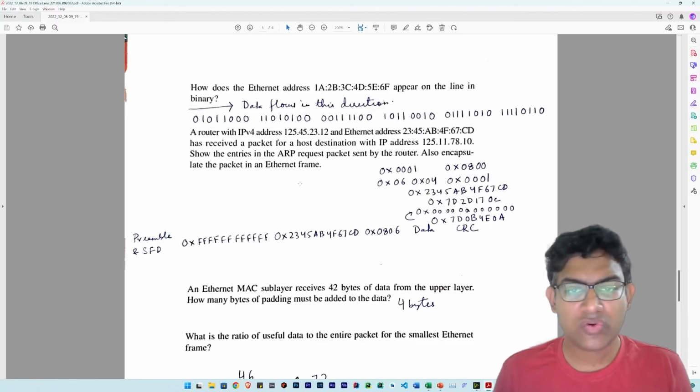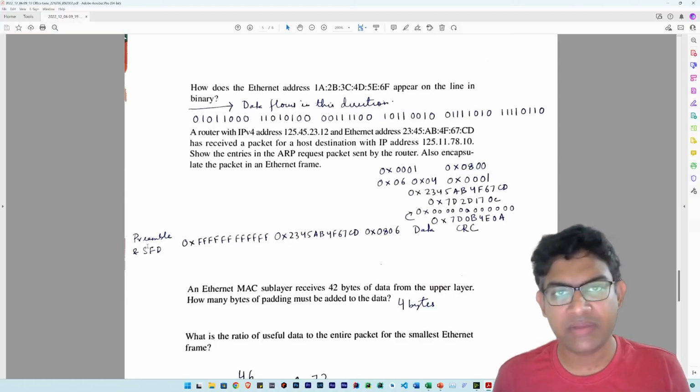So the Ethernet frame begins with a preamble and the start frame delimiter, as we all know. Then we have the destination address, and the router does not know. It just broadcasts this Ethernet frame throughout the network. So we have all Fs over here. That's a broadcast Ethernet address. Then it puts the source hardware address, which is its own address, which is 2345, and 2345 is given here in the question, ends with CD.